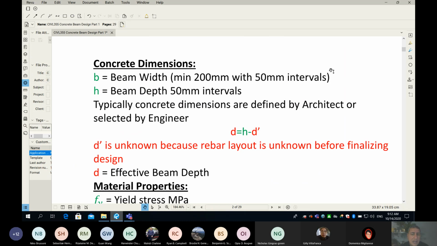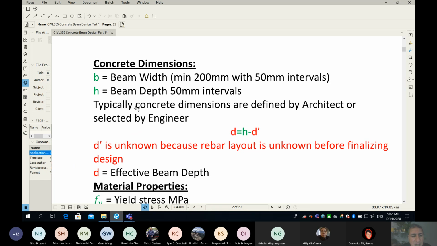If it's up to me, if the beam is exposed, then the architect will control it. If the beam is hidden, which nobody will see, then it's up to the engineer. But you have to be reasonable. We cannot make a beam 150 millimeter or 100 millimeter. Okay, so that's the beam width.